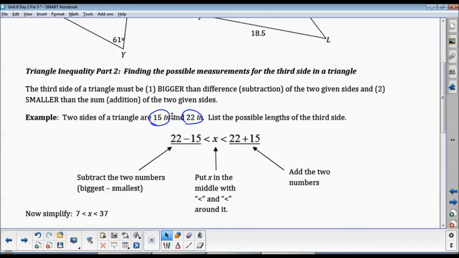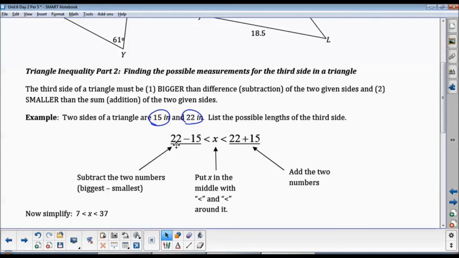So we actually start by representing that third side, since we don't know what it is, with x. And we're going to put less than signs on either side of it. So we have x, and then a less than on this side and a less than on this side. It has to be bigger than the difference. So we're going to subtract the two numbers. Now, use some common sense here. We're not going to do 15 minus 22 because we're going to end up with a negative number. We're going to do 22 minus 15. You're always going to do the bigger number minus the smaller number.